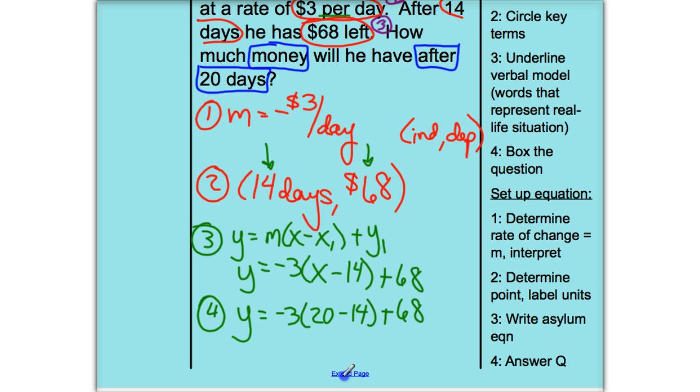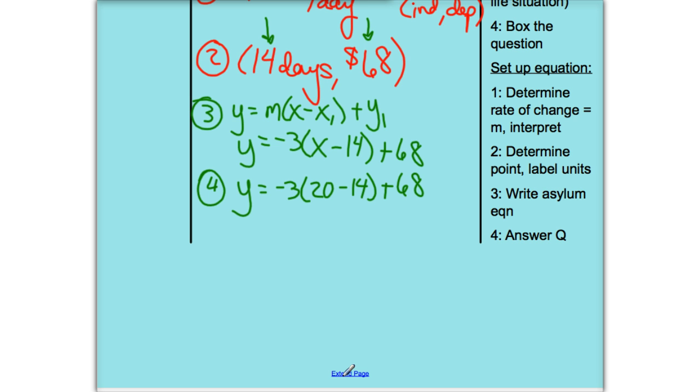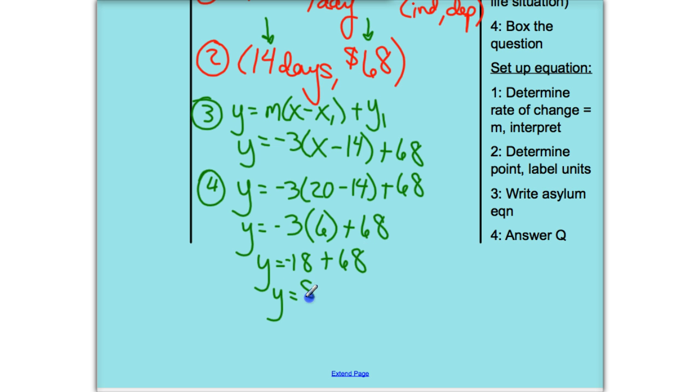So once we substitute our x value into the equation, we use order of operations to solve. Parentheses first. -3 times 6 is -18. Don't lose your negative sign. And 68 minus 18 is $50. So he will have $50 left after 20 days.